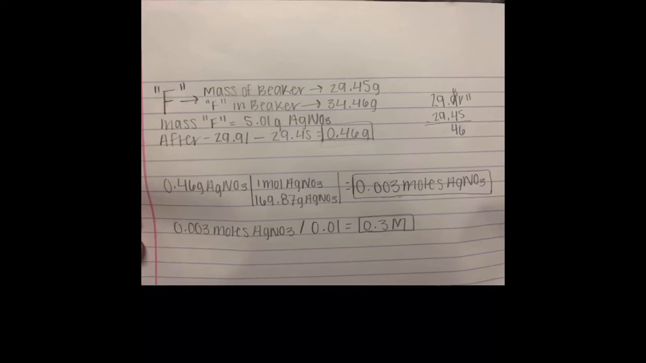Then we used our molarity triangle, also found in our mole island, to do 0.003 moles of AgNO3 divided by 0.01, which got us 0.3 molarity, which also gave us our murderer, who was Colonel Mustang.